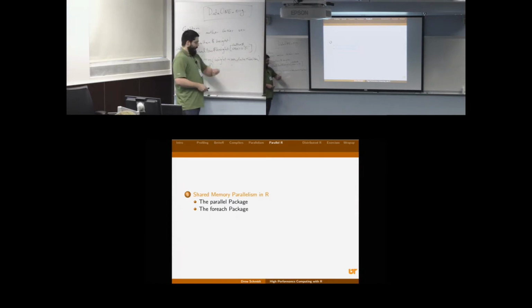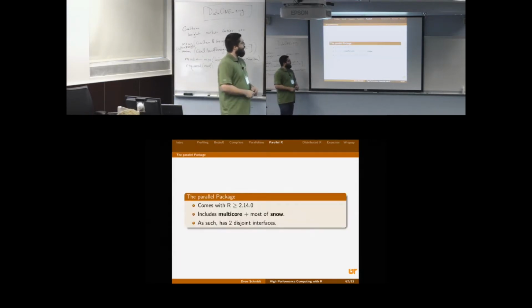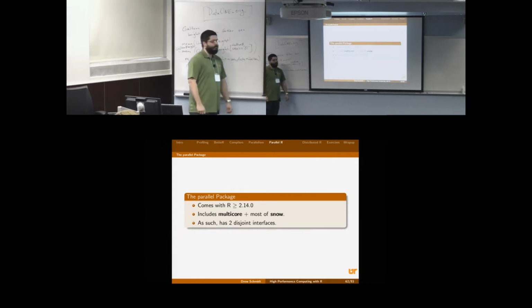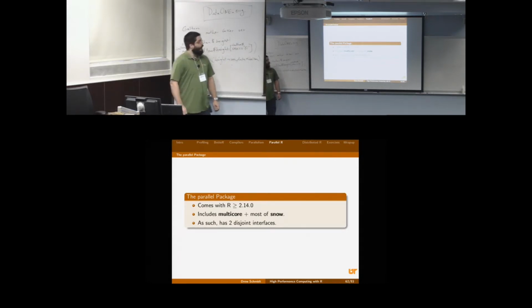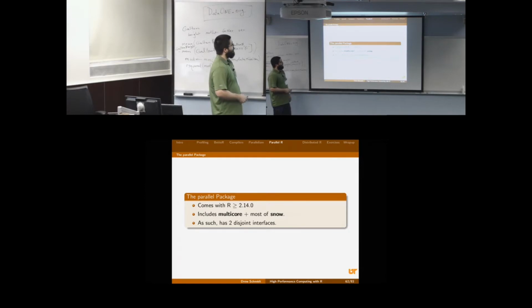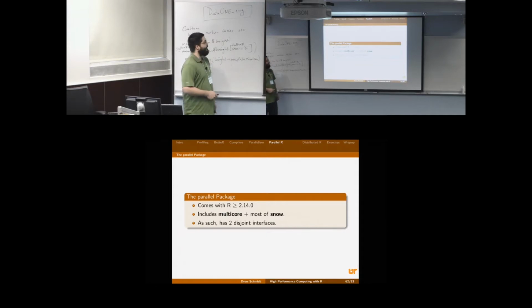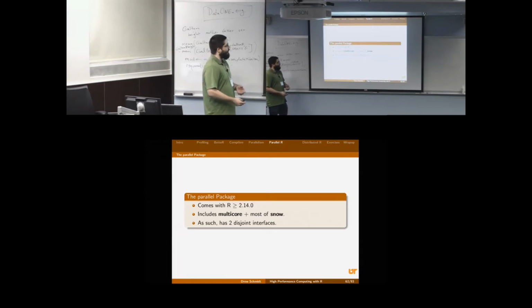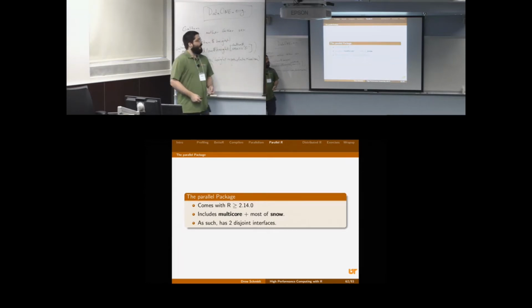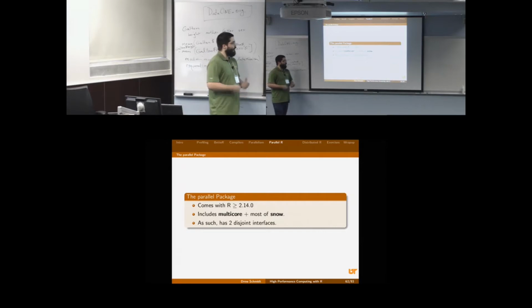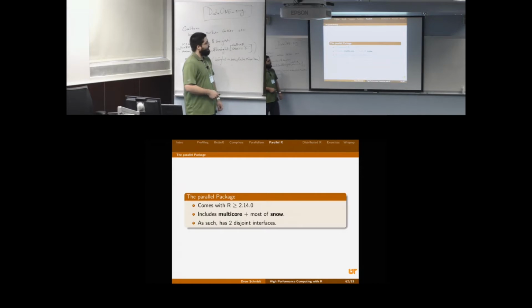All right. So, shared memory parallelism in R. The parallel package comes with R as of 2.14.0. You would really have to go out of your way to not get it. It includes all of the components of multicore and some other ones that are actually really nice, and most of the Snow package. I believe it is still true that it does not include the ability to use Rmpi, for example. So if you wanted that kind of thing, you would still need the actual Snow package. As such, I say it has two disjoint interfaces. It's combining these two things.